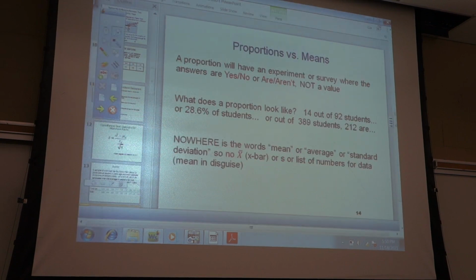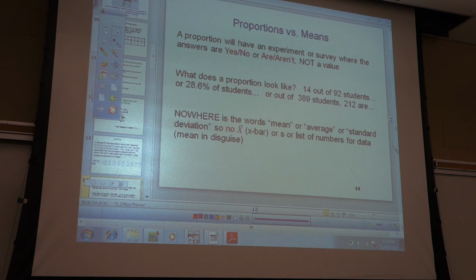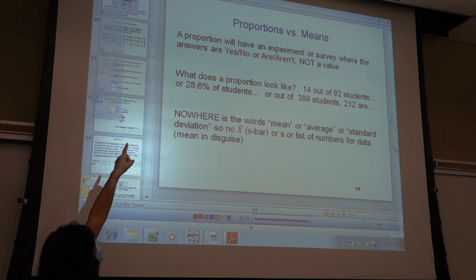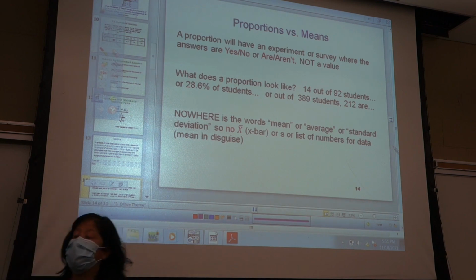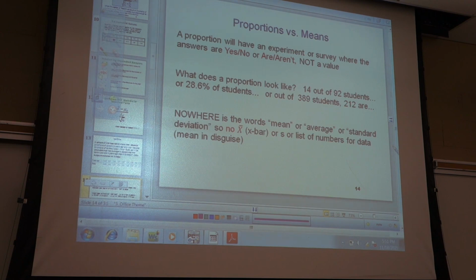So next we're going to take a look at proportions versus means. So how do you know you have a proportion versus a mean? A proportion will always have an experiment or survey where the answers are yes, no, right? Not values. A mean, your data will be values. So a proportion will look like something like 14 out of 92, or it'll be a percentage. So either I give you the p-hat, the percentage right away, or I give you the number of yeses out of n people, and you have to find the p-hat on your own.